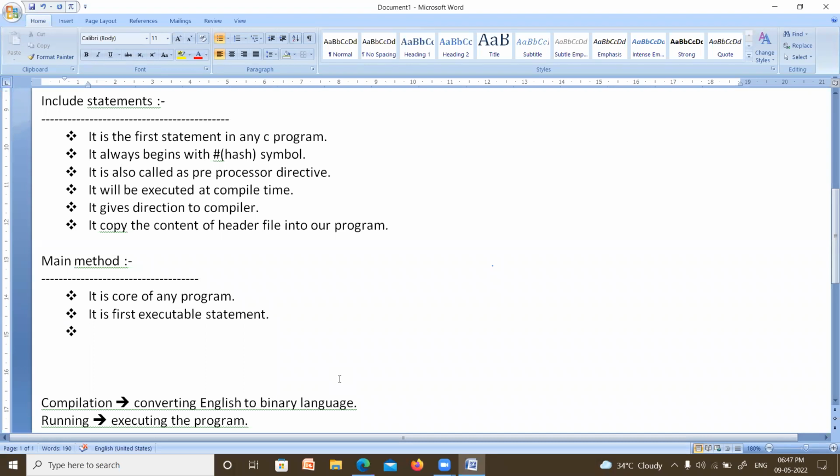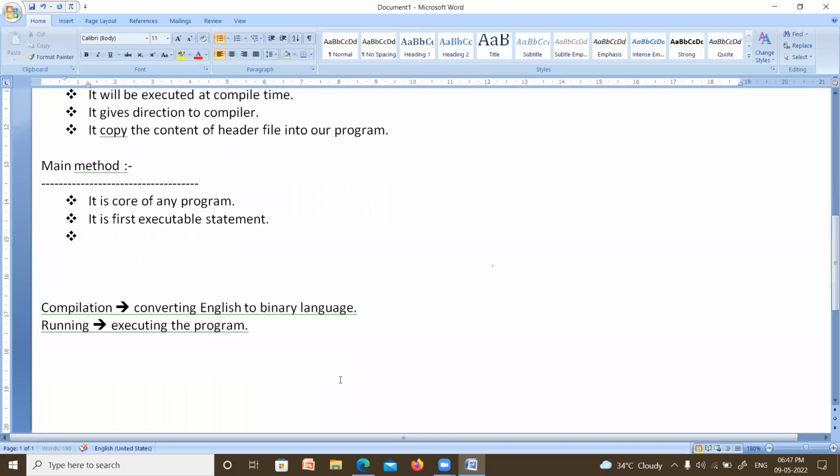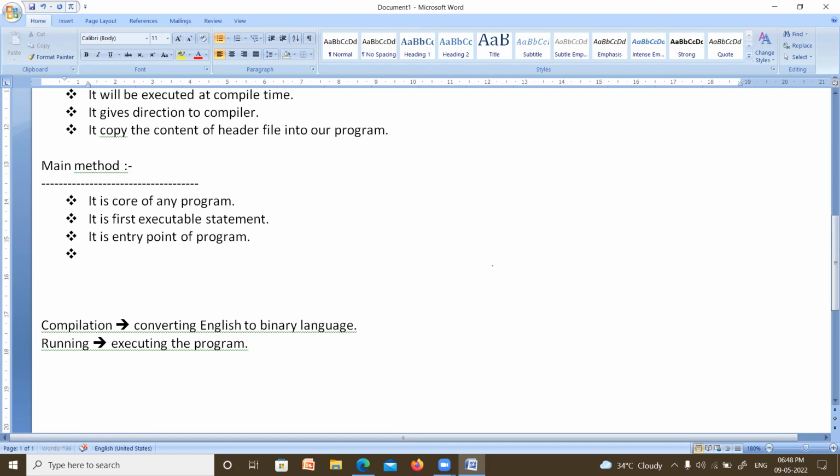Your program will be executed from this line only. So it is called the entry point of any program. It is compulsory. You have to write at least one main method. It is mandatory. Mandatory means compulsory.